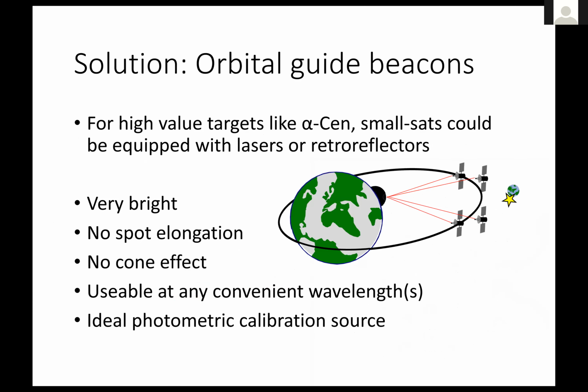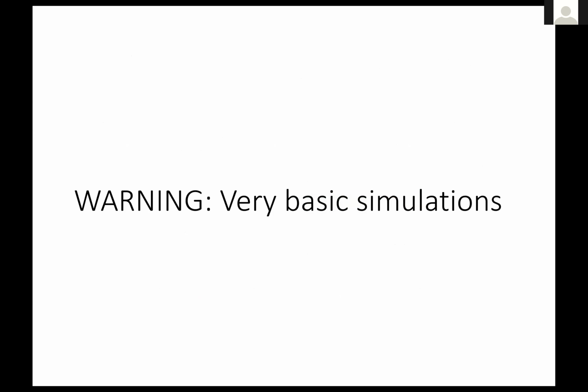So a possible solution could be orbital guide beacons. For high-value targets like Alpha Cent, small satellites could be equipped with lasers or perhaps retroreflectors and placed into orbit. They would be very bright. They wouldn't suffer from spot elongation or the cone effect because they'd be so far away from the observatory. They would be usable at any convenient wavelength. And as a bonus, they would act as a close to ideal photometric calibration source. Here are some results from some very basic simulations looking at how we could place these satellites.